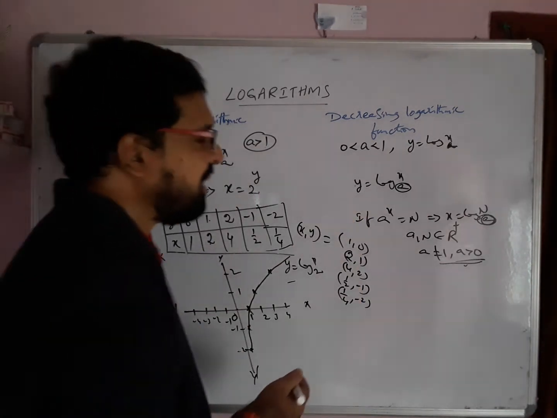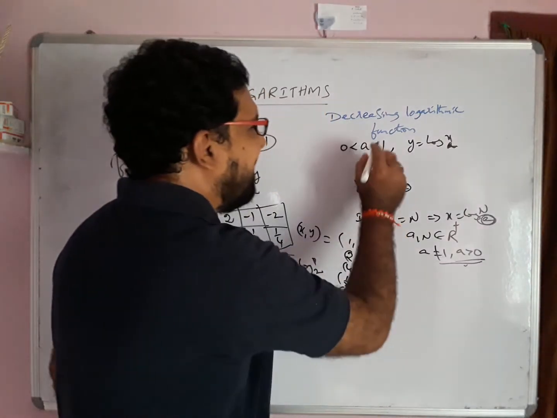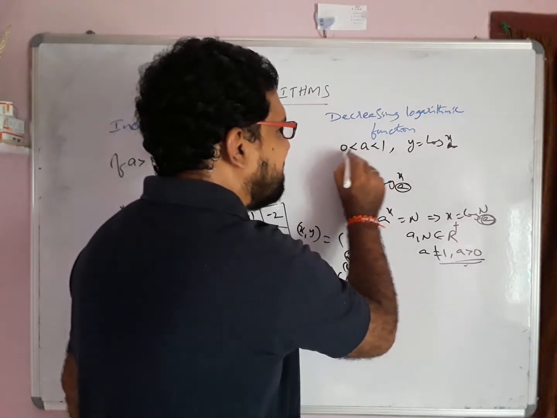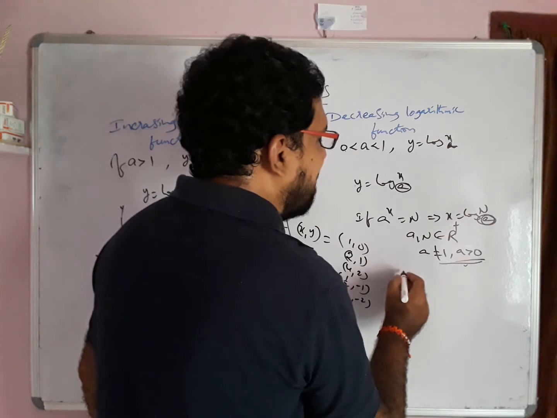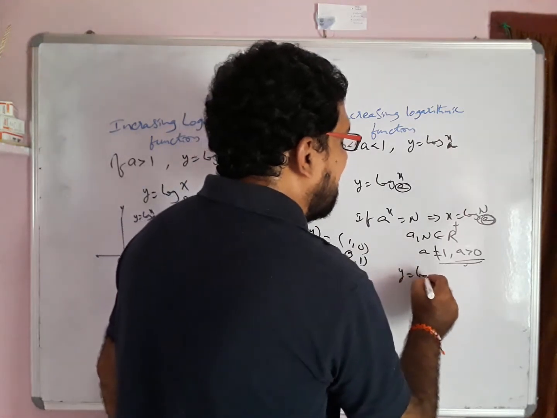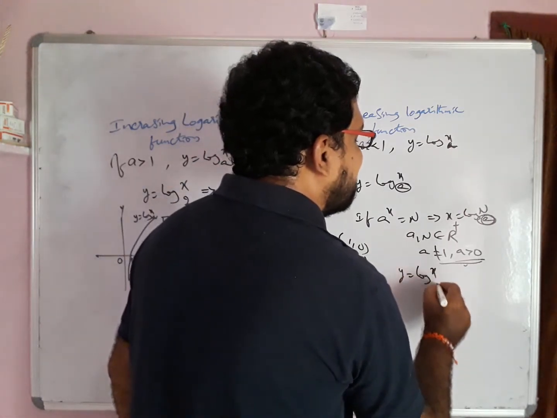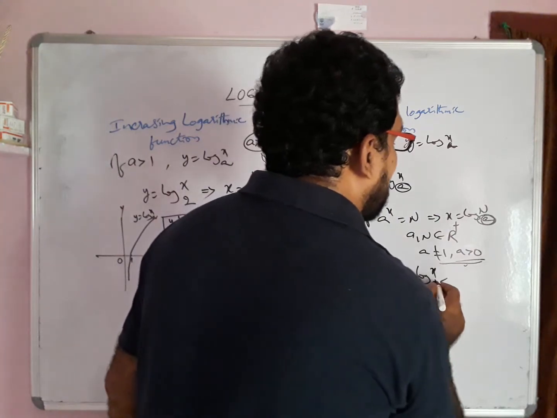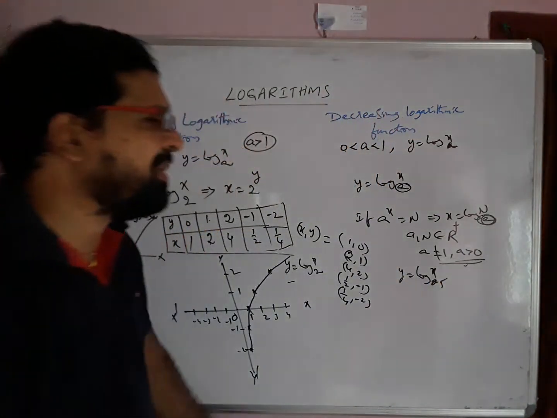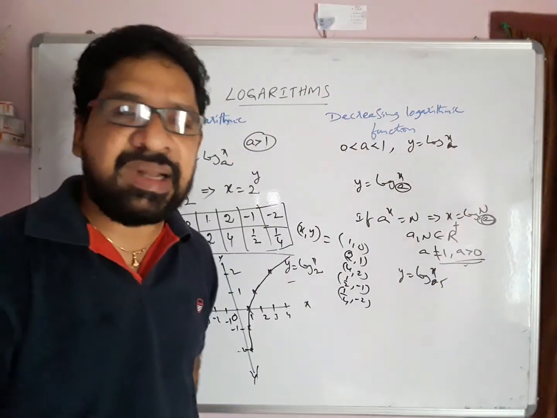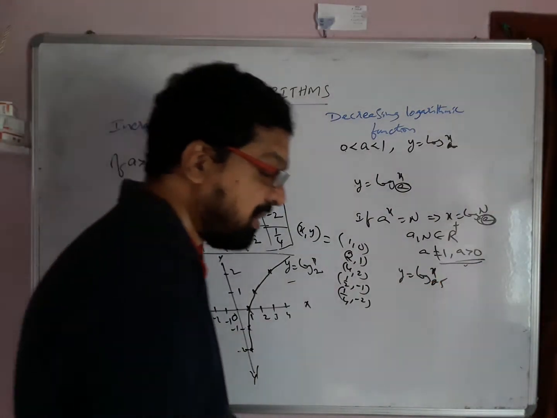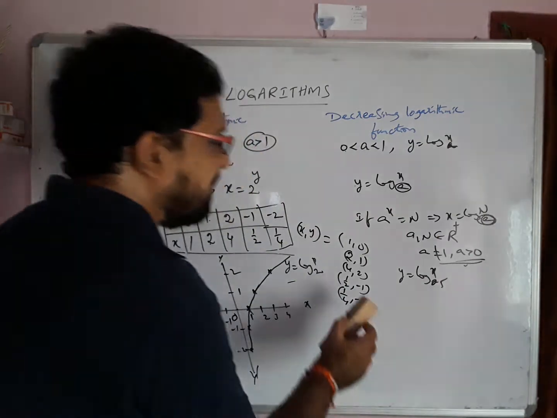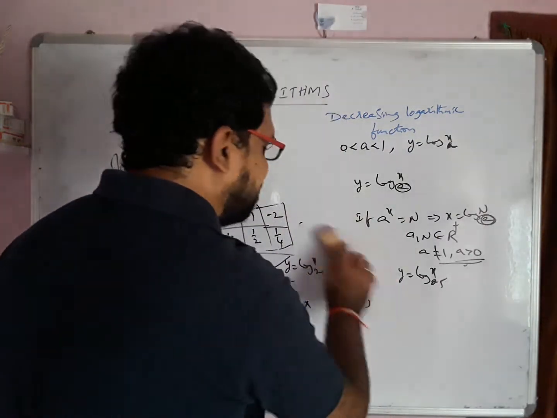Whereas when we discuss the decreasing logarithmic function, the condition is that a must lie between 0 and 1 in y is equal to log x to the base a. Suppose I take y is equal to the logarithm of x to the base 0.5. Here 0.5 must lie between 0 and 1. That is why I am taking the base 0.5. So this one we are going to check.